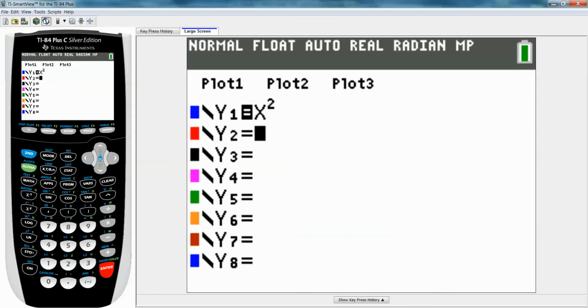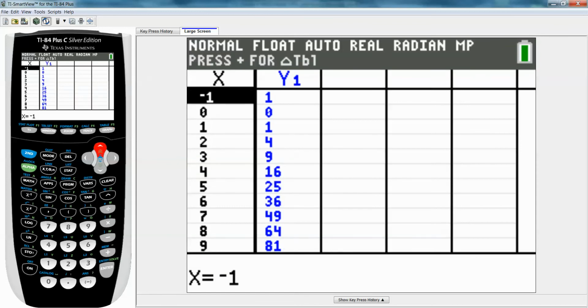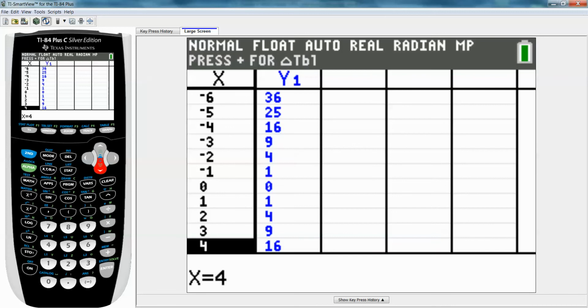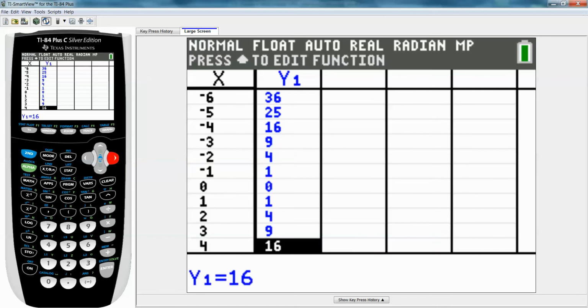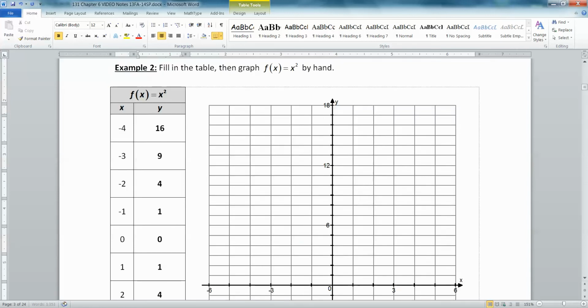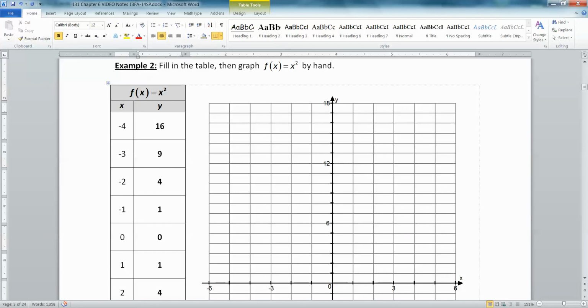All right, so now I want to get the table because I want the table to give me some points for the table that is in the notes. So I'm going to go here, and I can see, oops, I've pressed up too many times. All right, so I want negative 4, I think, is the starter of my table. So negative 4 goes to 16, and then 9, 4, 1, 0, 1, 4, 9, 16. All right, so you're going to enter those in over here. Now you plot those points, and then you draw a curve to connect them.